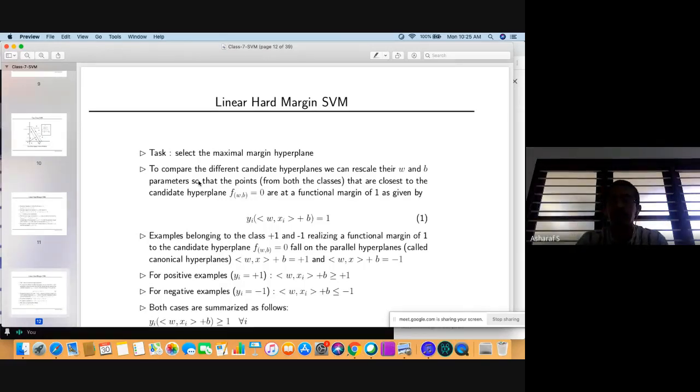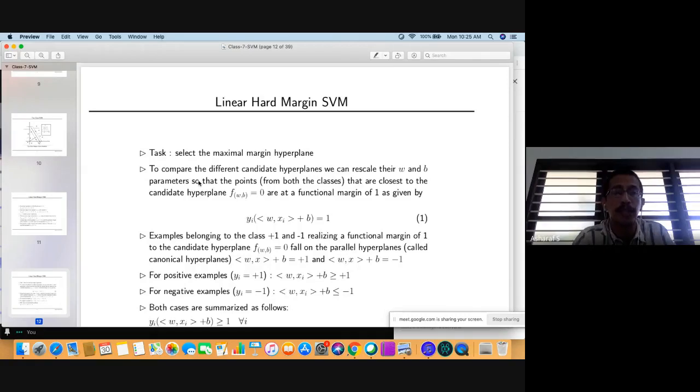You draw lines by scaling w and b in such a way that you get parallel hyperplanes. Examples belonging to the class plus 1 and minus 1 realize a functional margin of 1 to the candidate hyperplane w transpose x plus b is equal to 0. These parallel hyperplanes are called canonical hyperplanes. So essentially, steps 2 and 3 say you draw the parallel hyperplanes for each of the candidates. w transpose x plus b equal to plus 1 and w transpose x plus b equal to minus 1 will mark the boundaries for the two classes.